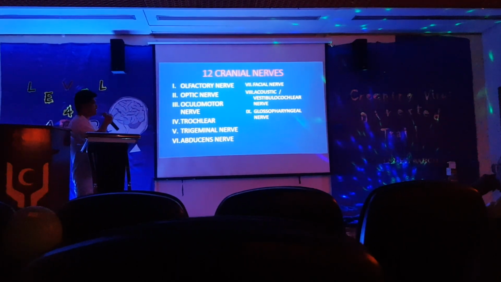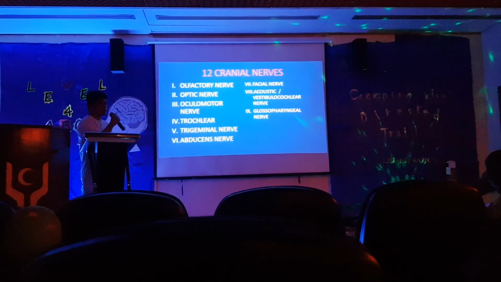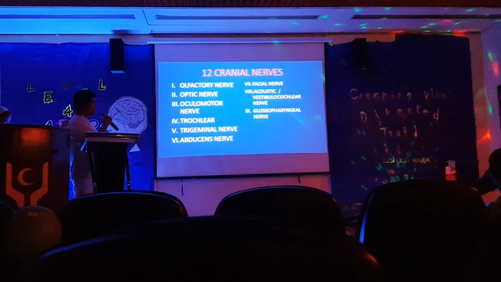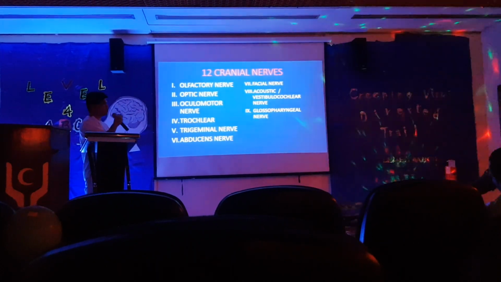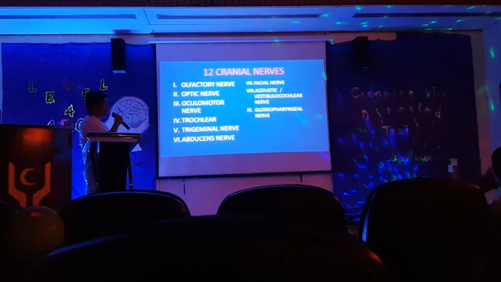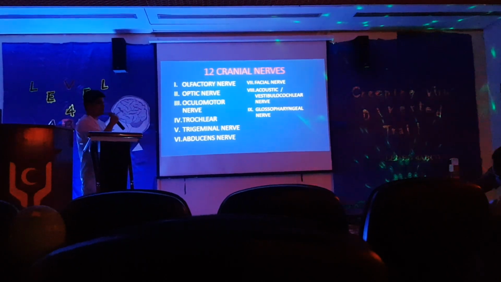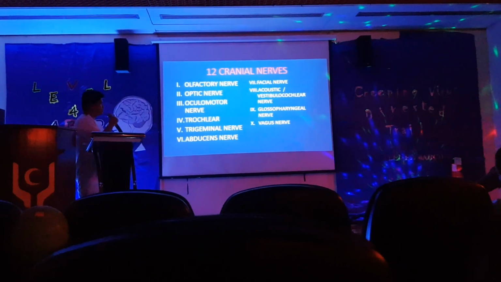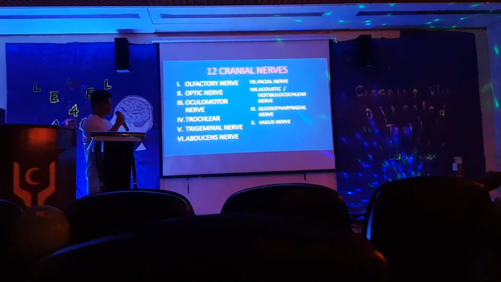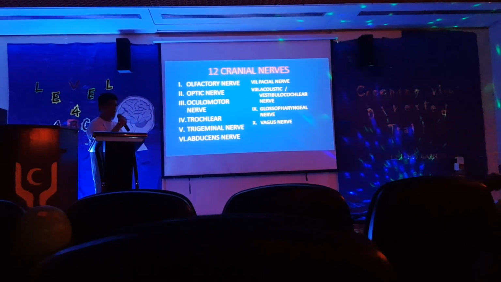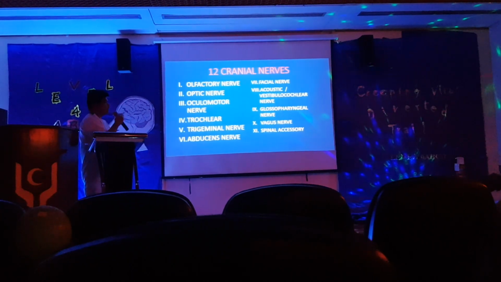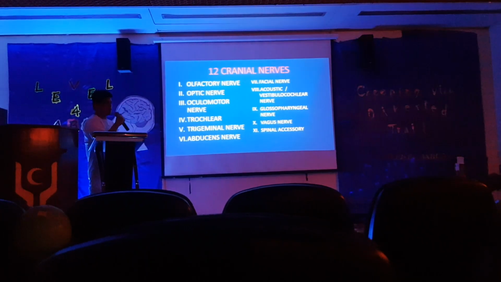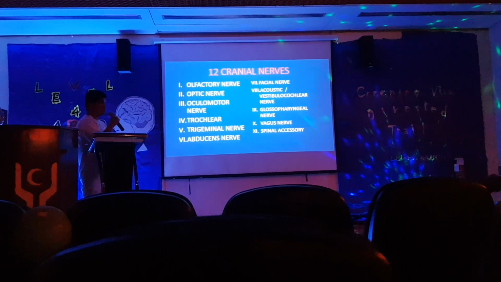Cranial nerve number 9, the glossopharyngeal nerve. The glossopharyngeal nerve is also responsible for swallowing and secretion of saliva, but it can also monitor the blood pressure, the oxygen level, and the carbon dioxide level in the blood. Number 10, the vagus nerve. The vagus nerve is responsible for the control of the PNS, and the PNS are the smooth muscle of the lungs, heart, and the GI tract, or the peristalsis.